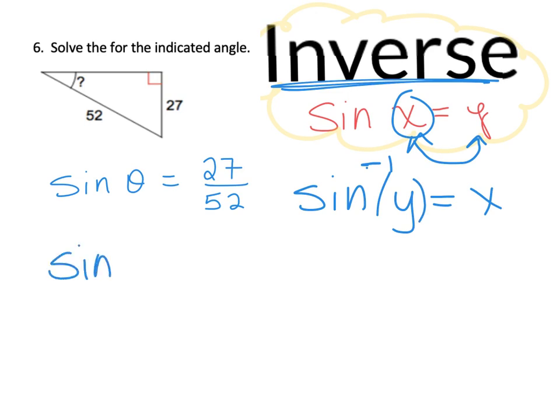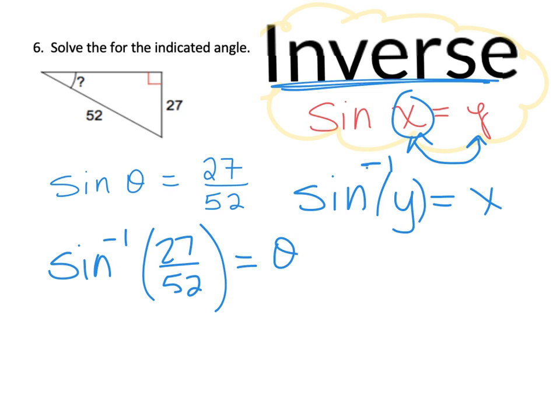Sine inverse of 27 over 52, and that will give us our theta. Okay, so look at that. Sine, we switch x and y to find theta.